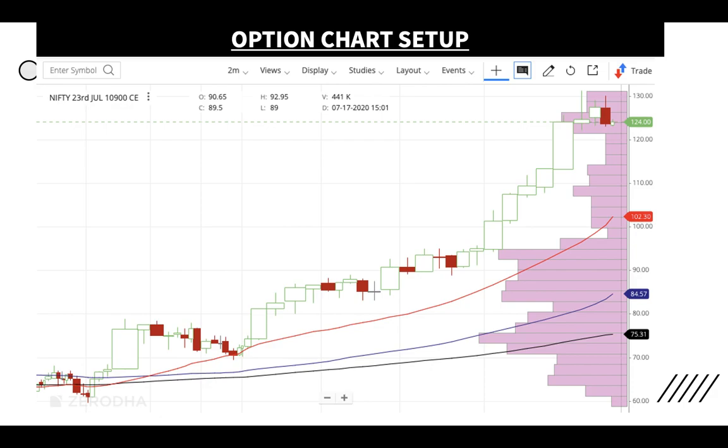This is one example of a 10,900 call. You can see the red line is your 20 moving average. The VWAP is the black line. Once you got a signal, the 20 moving average and 50 moving average, then it started moving up. And if you see here, the price came down here, but no single candle formed below the 20 moving average, and then the price started moving. Don't panic, because you have VWAP support.